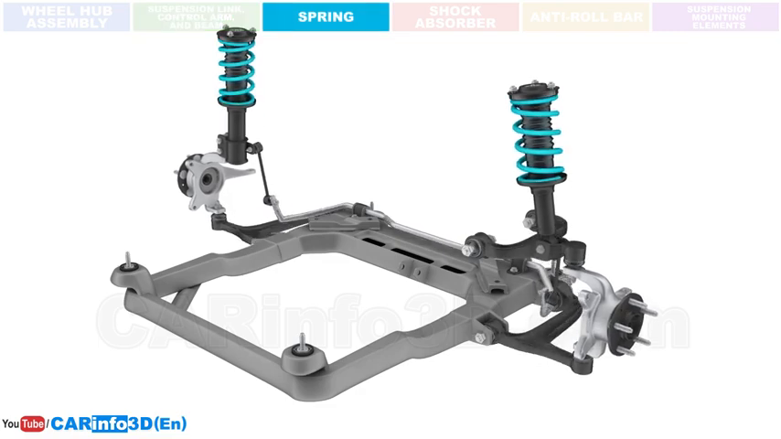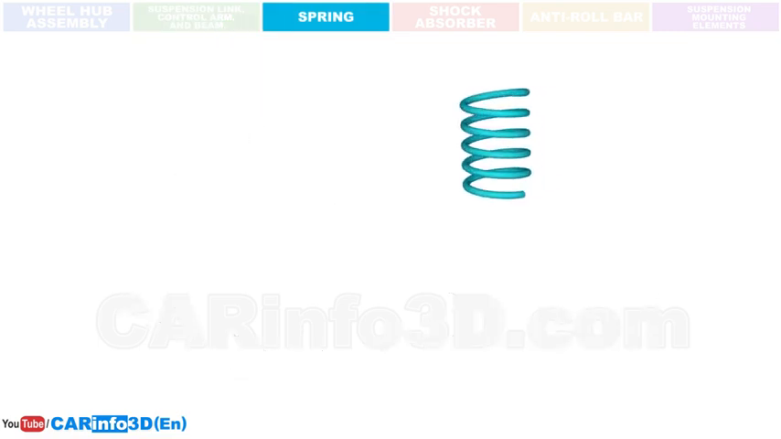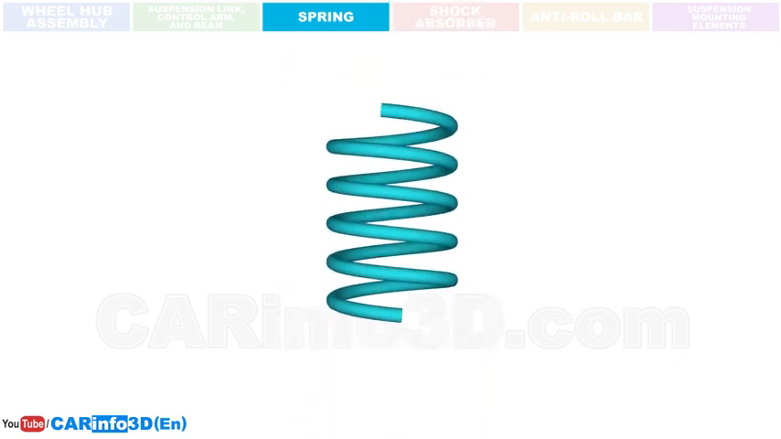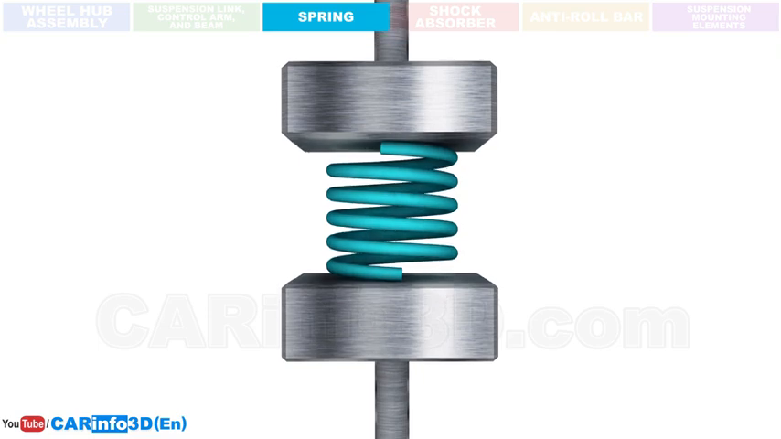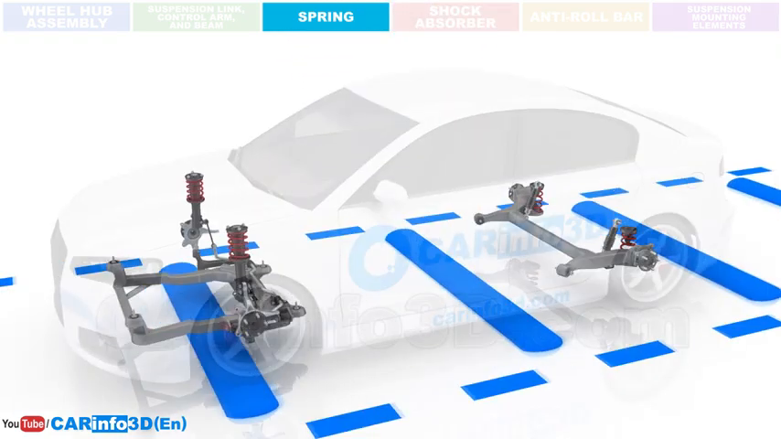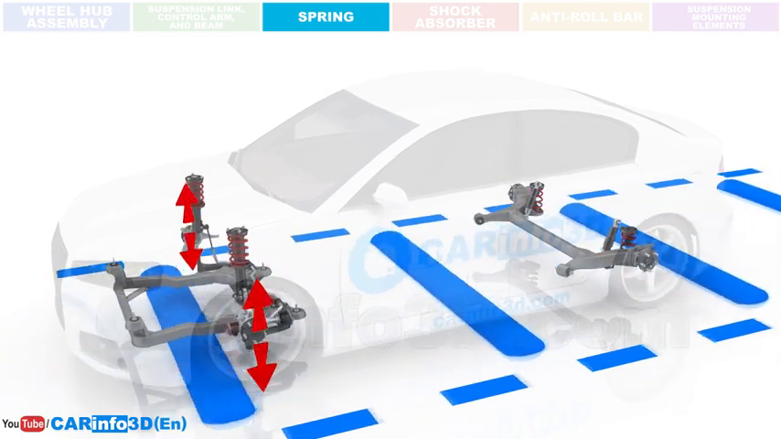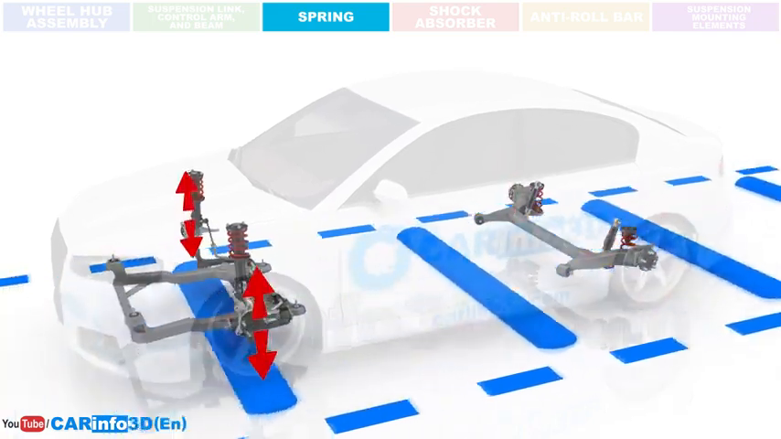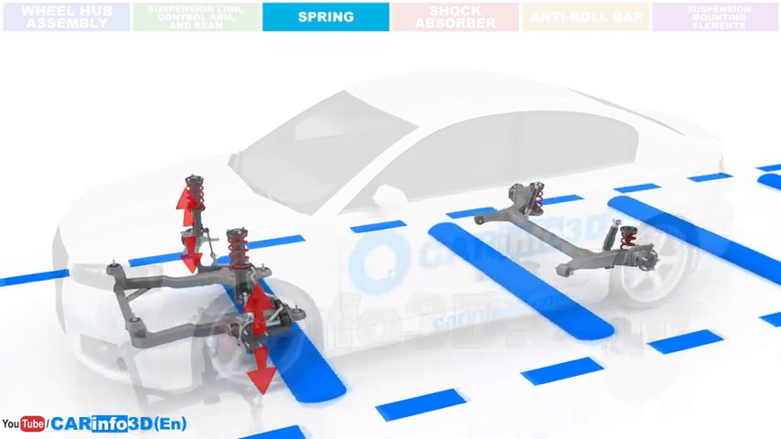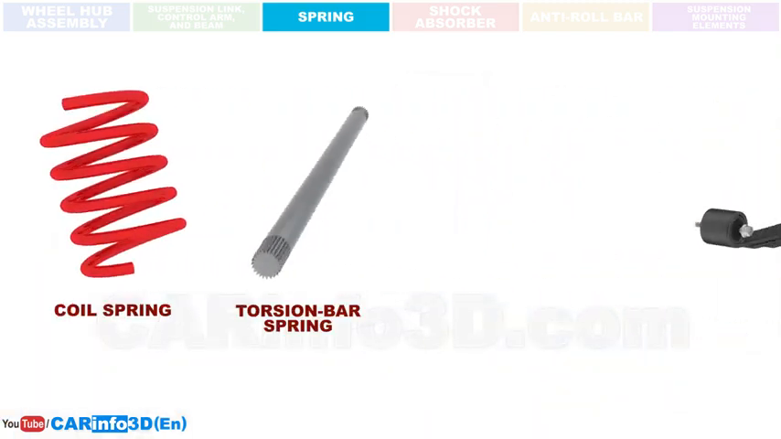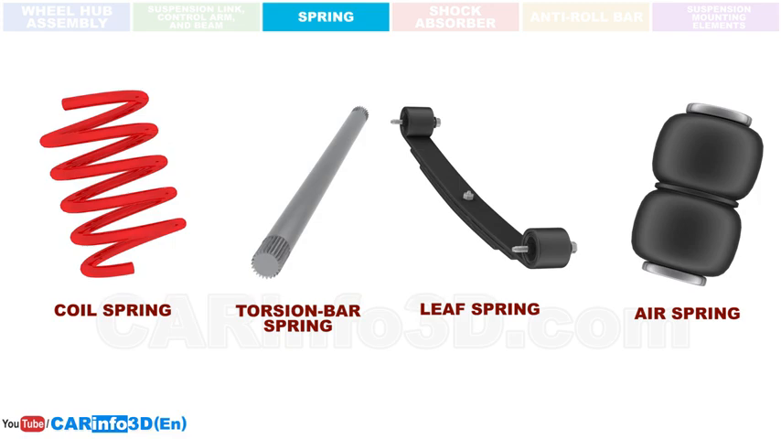Springs. Spring deformation occurs as a result of outside forces. When the outside influences cease, they take on their original shape. Car springs primarily absorb and transmit vertical forces that act on the wheels. Their deformation allows them to smooth down the impacts of uneven terrain on the vehicle. Apart from coil springs, some designs use torsion bar springs, leaf springs, and air springs.